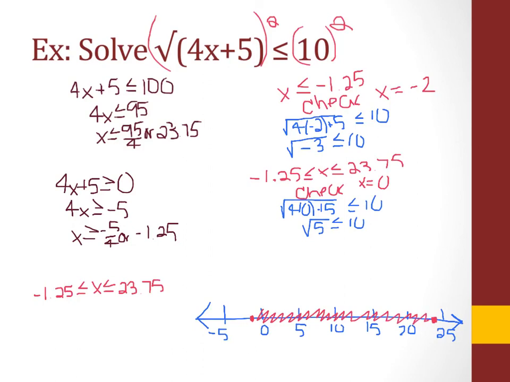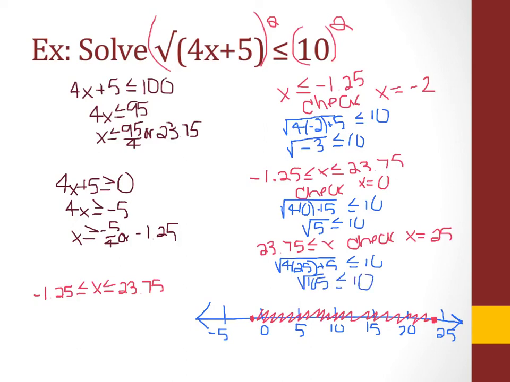Finally, we want to check when x is greater than 23.75. Doing so, we can check when x equals 25. Plugging into our equation, the square root of 4 times 25 plus 5 is less than or equal to 10. The square root of 105 is less than or equal to 10. However, this is false, so we don't need to shade to the right of that 23.75.